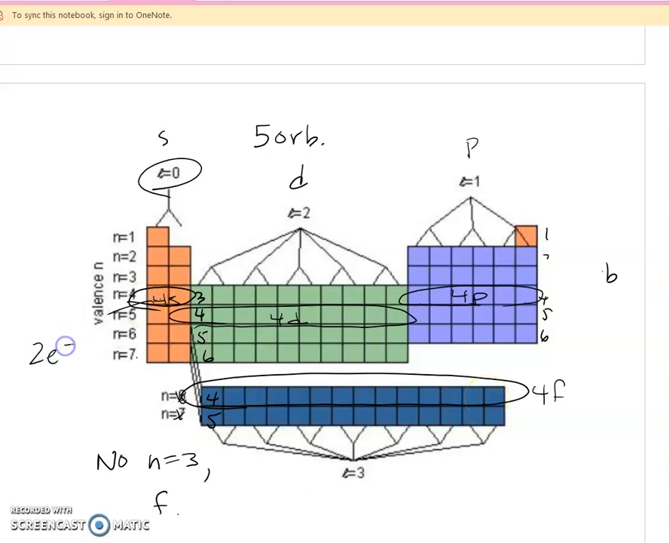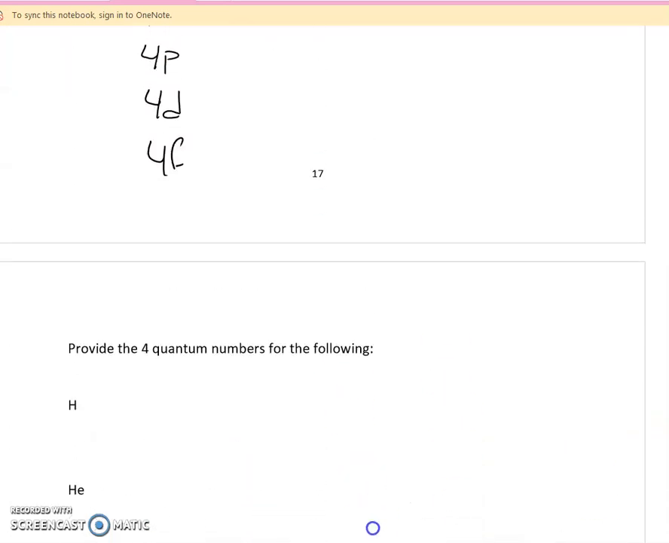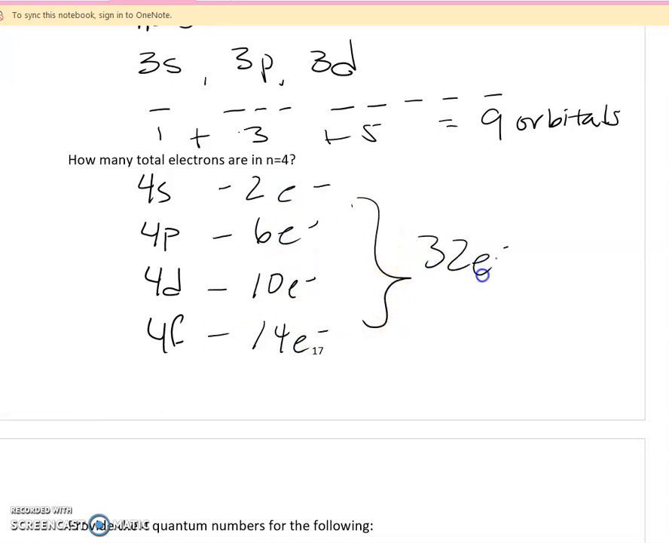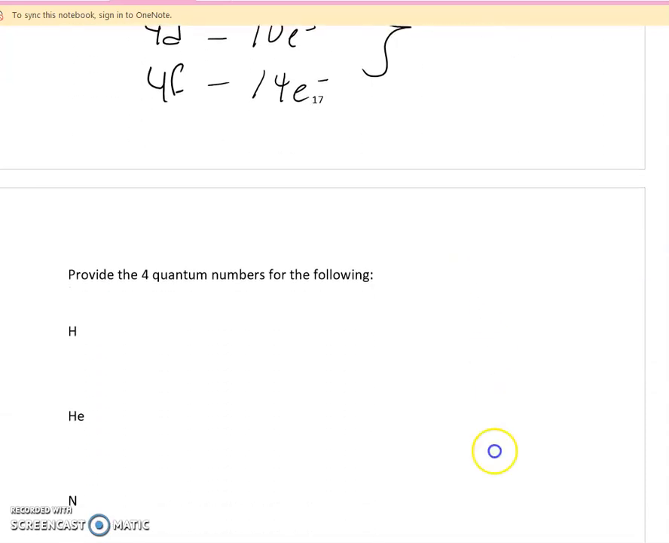So 2 electrons there, 6 electrons here, 10 electrons here, 14 electrons there. So you would just count all of those up. So here we've got 2, here we've got 6, here we've got 10, and here we've got 14. So we have a total of 32 electrons. So these are some typical problems.